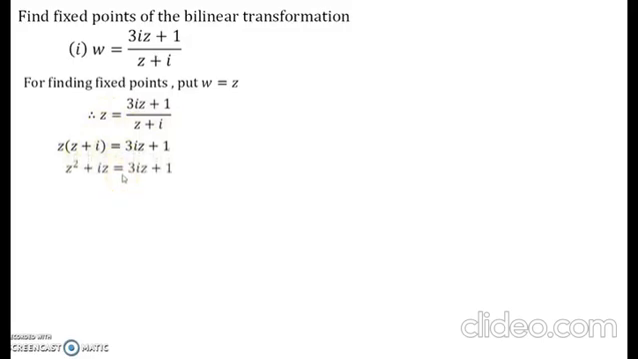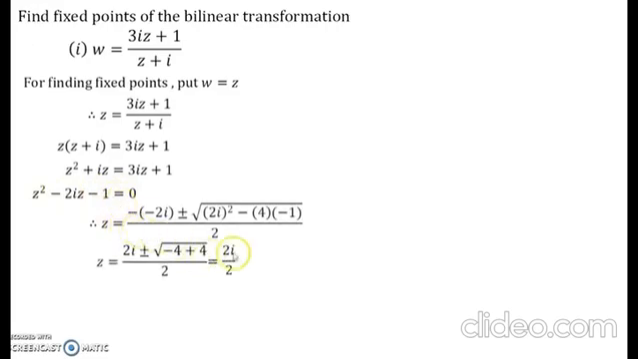Next, we solve this quadratic equation. Finally, we get z equal to i. Therefore, we get only one fixed point for the given transformation, so the transformation is called parabolic type. If we had more than one fixed point, it would not be parabolic. For this particular transformation we get only one fixed point, z equal to i, and that is why we call it parabolic type.